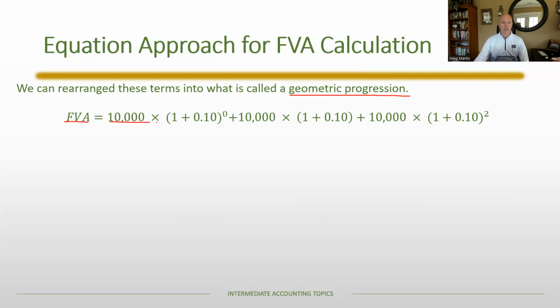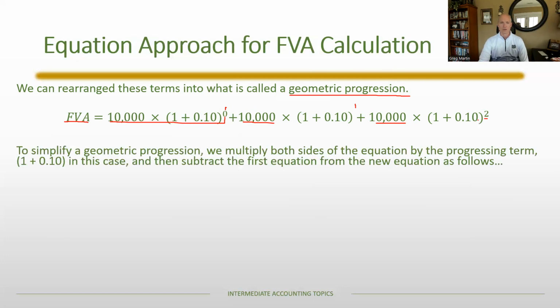I have $10,000 times something to the 0 power, the same $10,000 to the first power, and the same $10,000 squared. And so you can see that this term is being progressed from 0, 1, 2 as far as its power. To simplify what we call a geometric progression, again, that is what a geometric progression is. So when you have a term that is going to the 0 power, then to the first power, squared, cubed, on and on we can go.